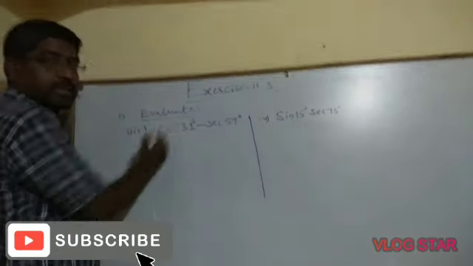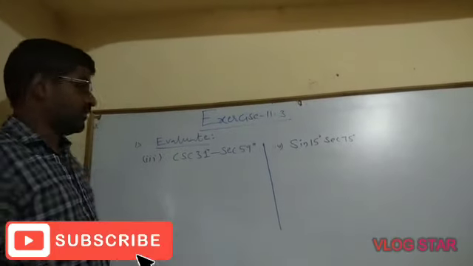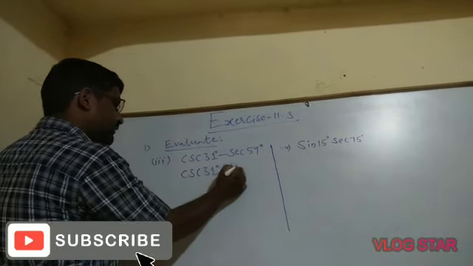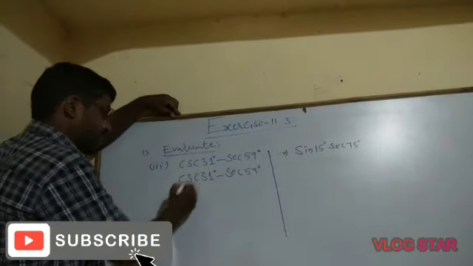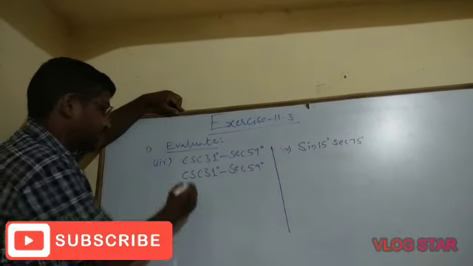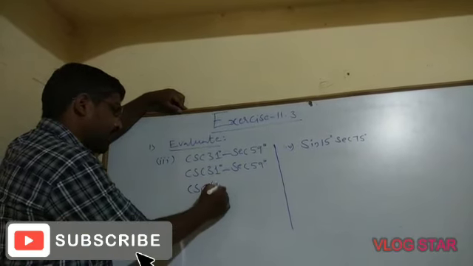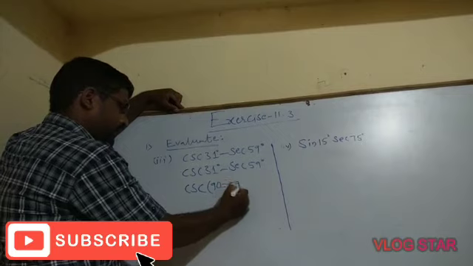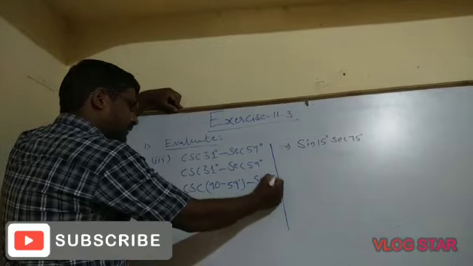Next, cosec 31 degrees minus sec 59 degrees, we have to do. Just change any one of the angles in one trigonometric ratio. So cosec 31 degrees: 31 degrees you can write as 90 minus 59 degrees, because 90 minus 59 is 31. Next, sec 59 degrees.